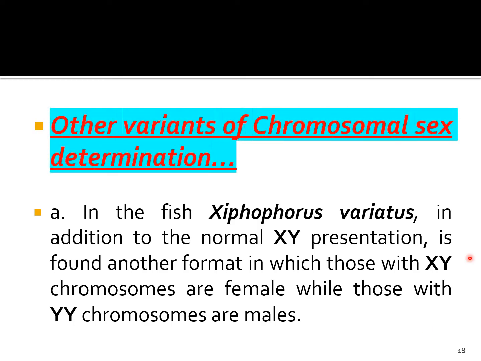So let's look at other variants of chromosomal sex determination. In the fish Xiphophorus variatus, in addition to the normal XY presentation of the sex chromosome, there is also another format in which fish with XY chromosomes are female, while those with YY chromosomes are males. This is a direct opposite of what is expected.